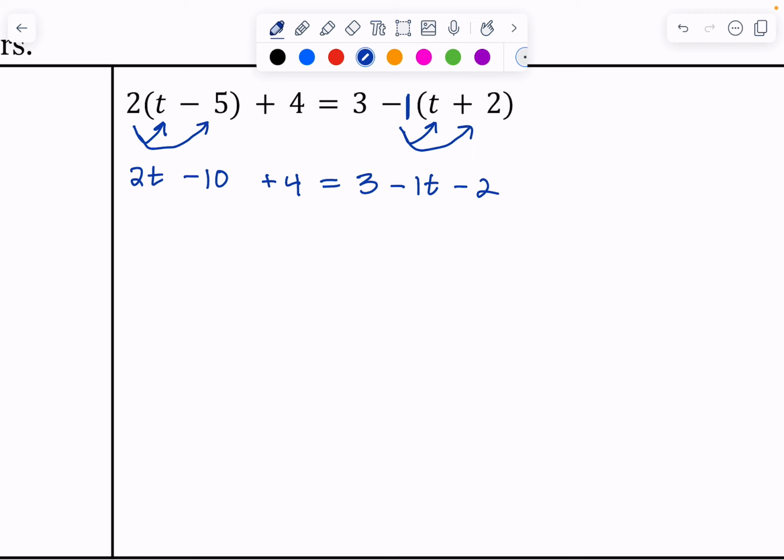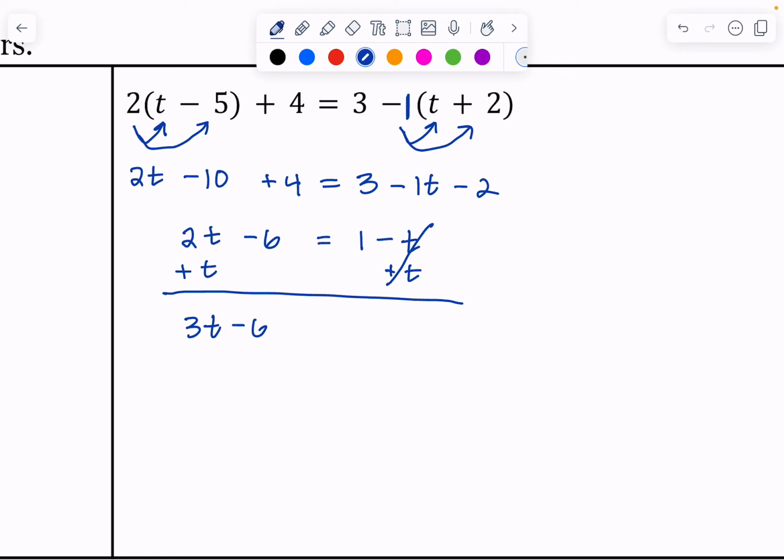Let's combine like terms before we move on. So on the left, I'm going to have -2t minus 6 because I combined these two. And then on the right side, we have 3 minus 2 would be 1 minus t, or 1t either way. Now we're going to use our properties of equality. So I'm going to add t to both sides. And when I do that, I've got 3t minus 6 equals 1.